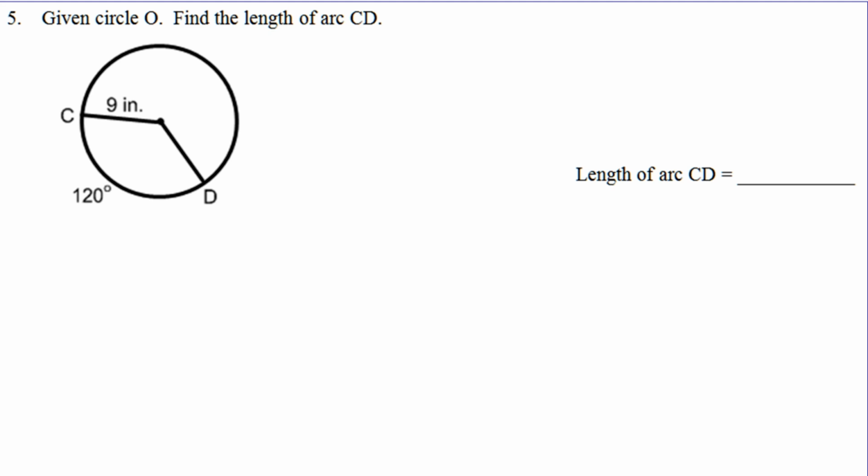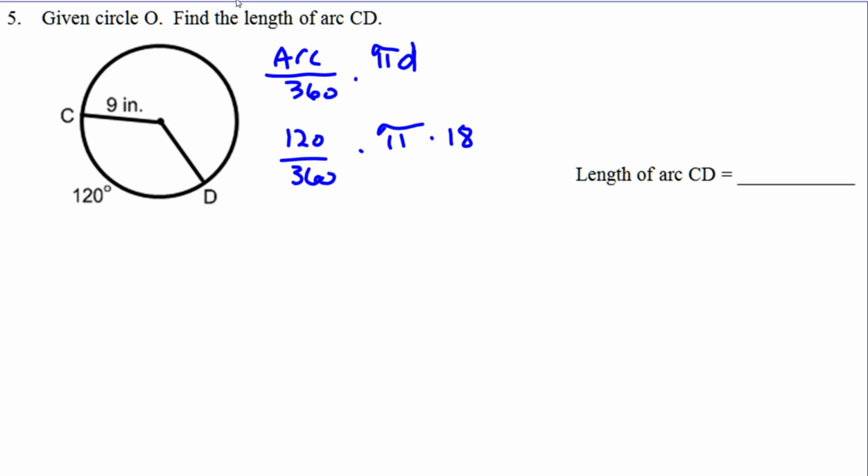Okay, so problem number 5. It's asking us to find the length of arc CD. If you remember, your arc length formula says the measure of the arc, which is the number of degrees out of 360, and then for arc length, it is pi times diameter. Really just find the circumference of the circle. So I'm going to say arc in this case is 120 out of 360, times pi. And then my diameter, be careful, is not 9. My diameter goes all the way across, so it's times 18.